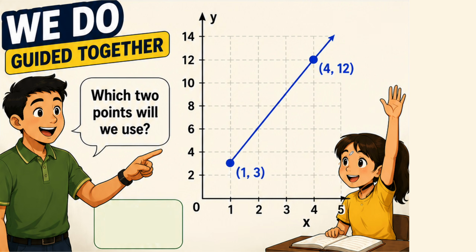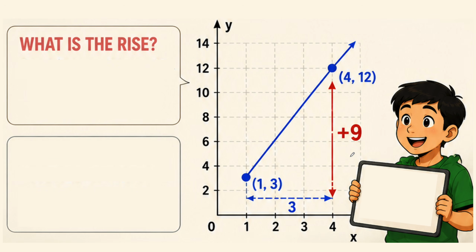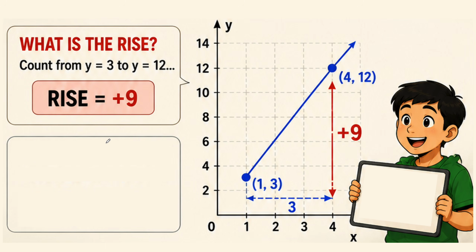So now we do it together. So which 2 points will we use? So ibang problem naman ito. So here we're gonna use 1, 3, and 4, 12. So what is the rise? So we have to count from y equals 3 to y equals 12. So mag-start tayo sa 3 dito hanggang papunta sa 12. Okay, so the rise is equal to positive 9. Aakyat lang tayo ng siyam na beses para ma-reach natin yung peak which is yung 12.